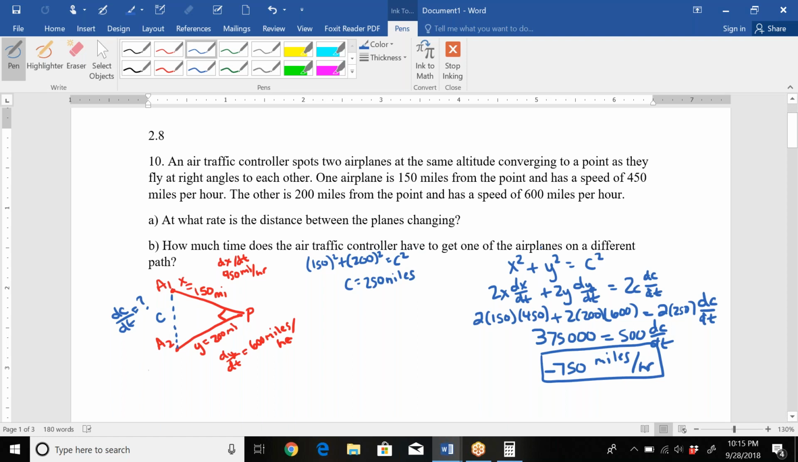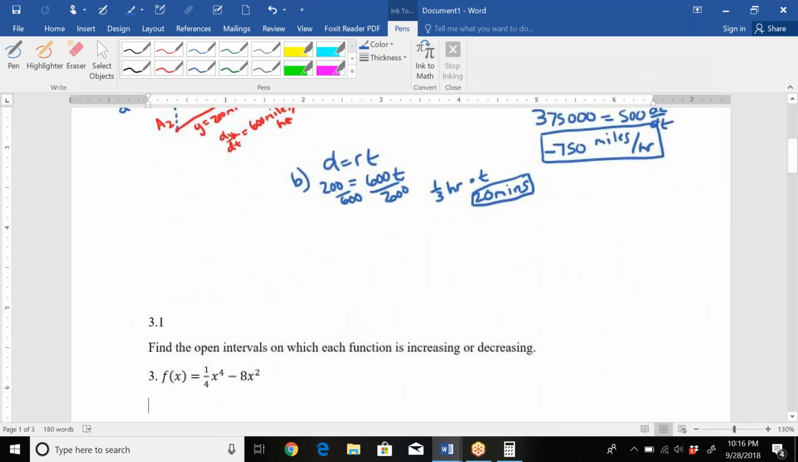Now, how much time does the air traffic controller have to get one of the planes on a different path? That's really just looking at kind of how does distance equals rate times time, and you can use either of the planes as a model for this. So if we use 200 and 600 miles per hour, 200 is the distance, 600 is the speed or rate, and if we divide that, we get 1/3 of an hour, since that's what we're measuring time in, and that would equate to 20 minutes, because you times that by 60 to figure out how many minutes that is. So they only have 20 minutes to correct the course.